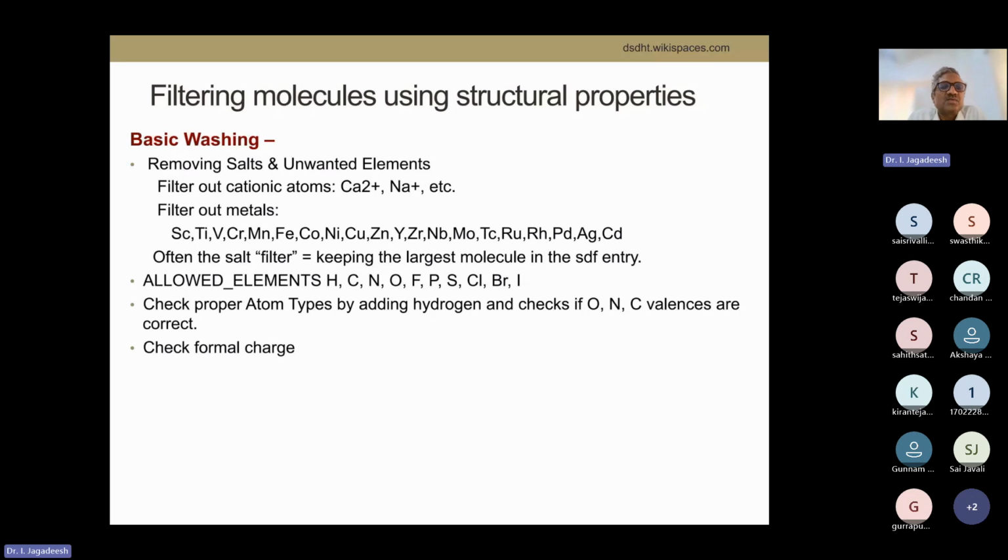Now, what are the things we need to consider during virtual screening for filtering the molecules for structural properties? When you are filtering, we do a basic washing of molecules with respect to the following parameters. First you need to remove the salts, because the salt form ultimately comes in before formulation. What type of salt it is, whether hydrochloride, sulfate, mesylate, proxetil, or acetyl.